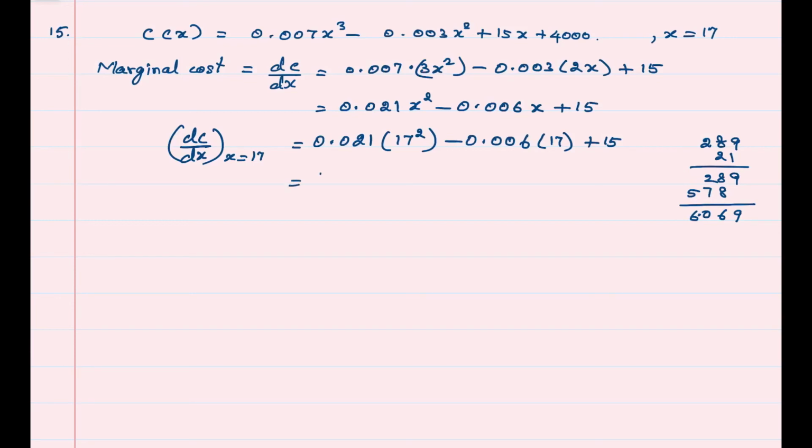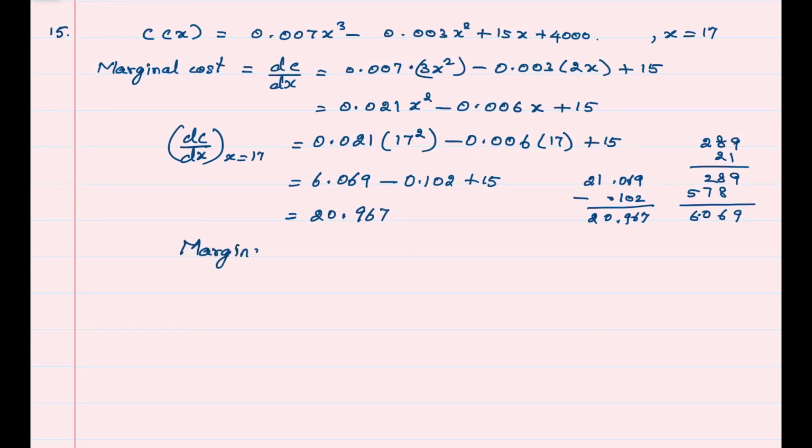The answer is 6.069 minus 17 times 6, 0.102 plus 15. 6.069 plus 15 will be 21.069 minus 0.102. The answer is 20.967. Therefore, the marginal cost is equal to rupees 20.97. We are rounding it off to 2 places.